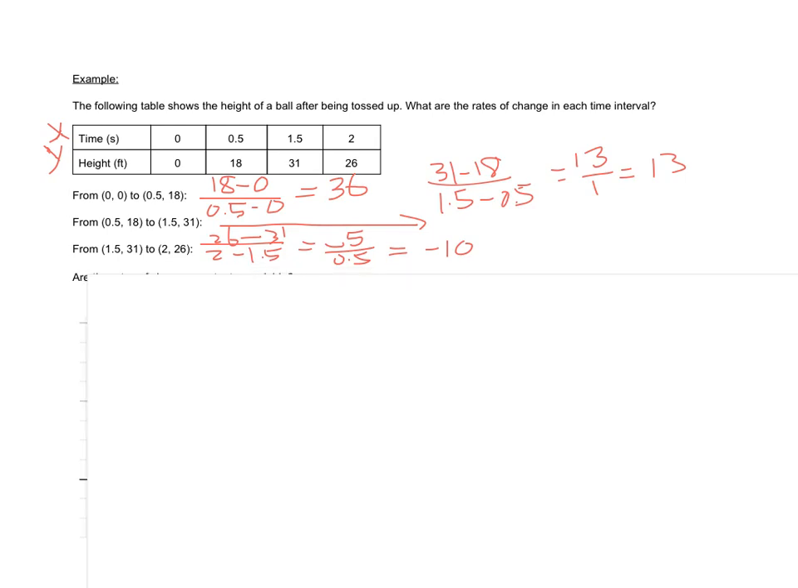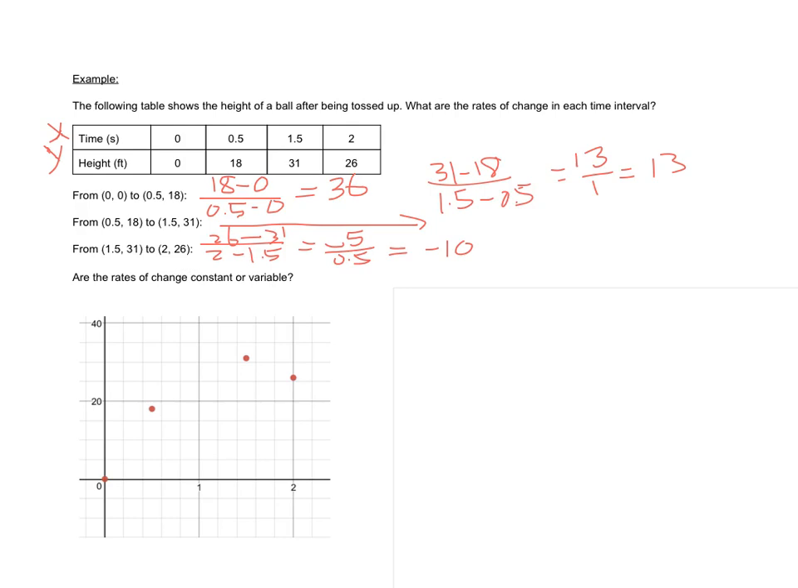So this is the graph that represents the 4 points listed in the table. We see that these 4 points actually don't form a line. When you have a line, the rate of change is constant. But if the rate of change between different intervals is different, like in this case, you know that the points don't form a line.